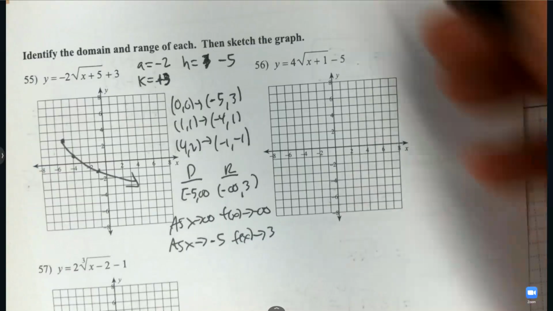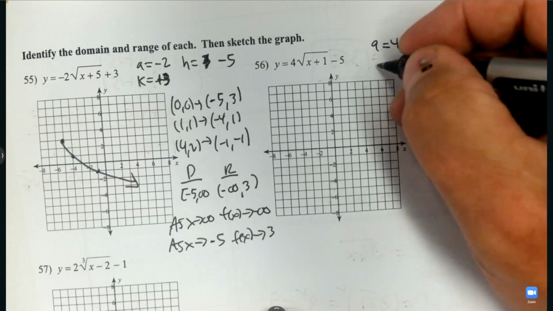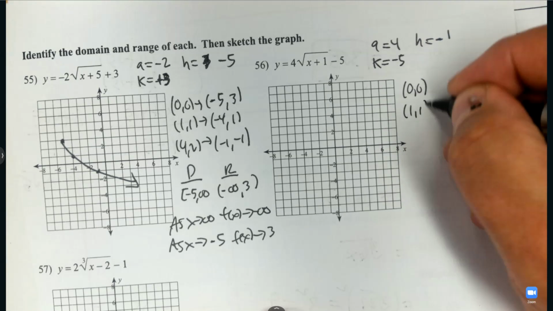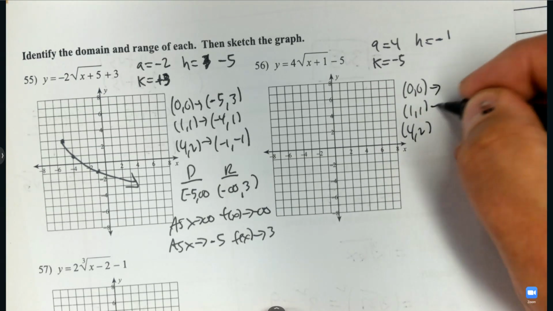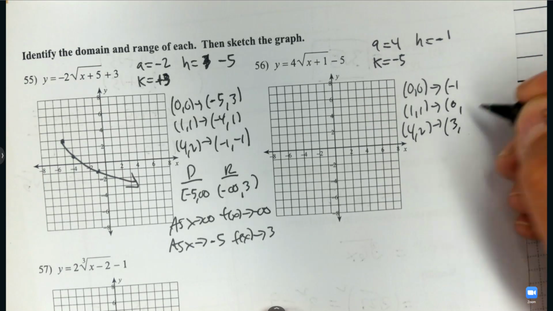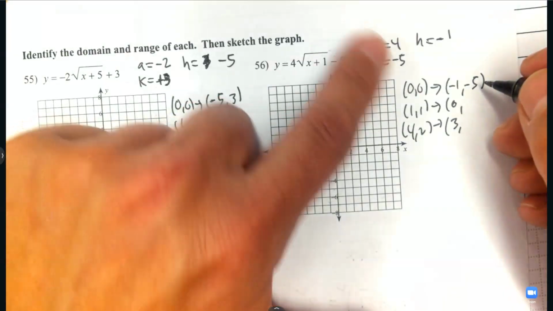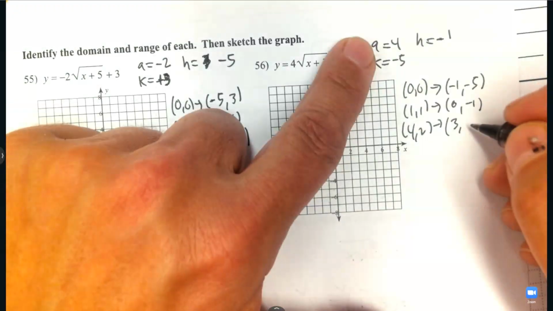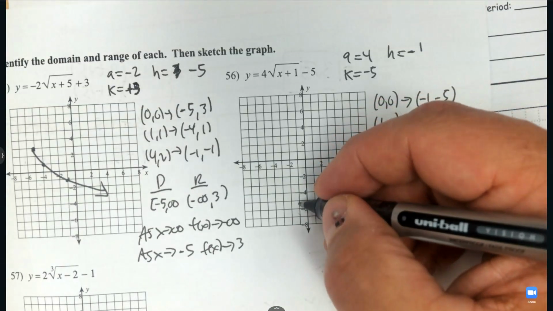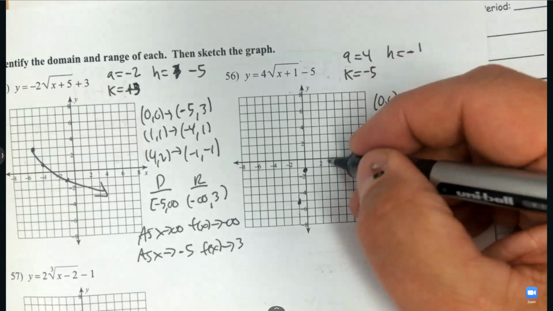All right, we're going to try that again. A is 4, h is negative 1, and k is negative 5. So the points are 0, 0, 1, 1, and 4, 2. We're going to subtract 1 to every x value, and then multiply by 4 and subtract 5. So 1 times 4, take away 5. 2 times 4 is 8, take away 5. And then those are going on the graph. So negative 1, negative 5, 0, negative 1, and then 3, 3.